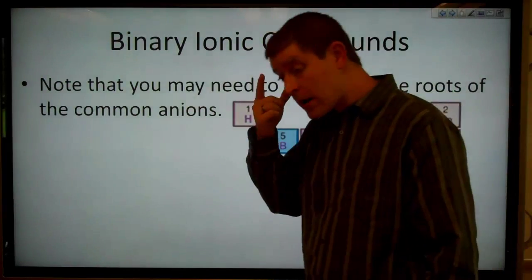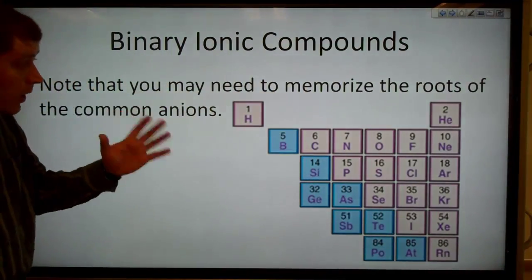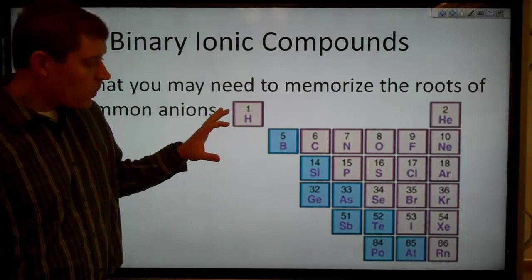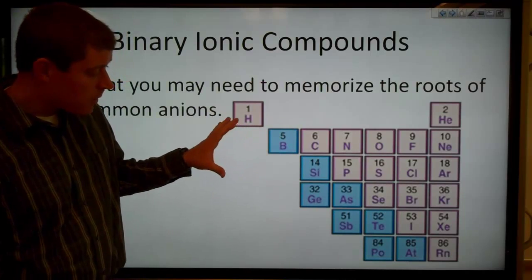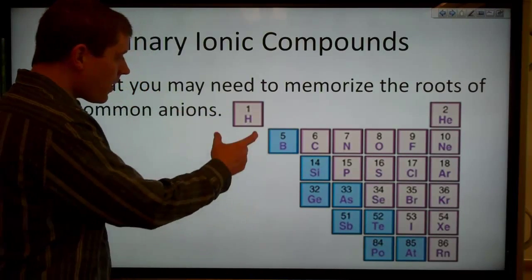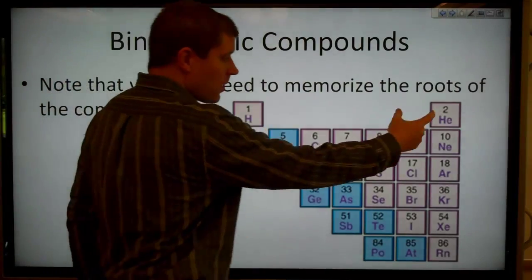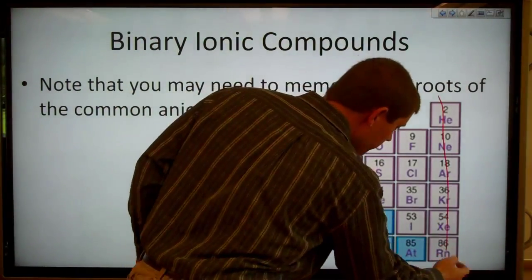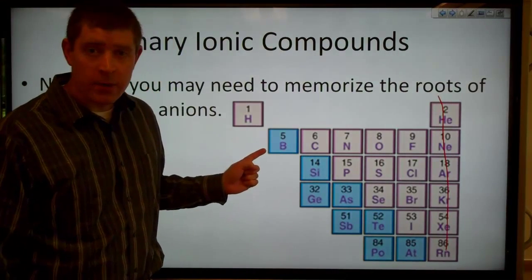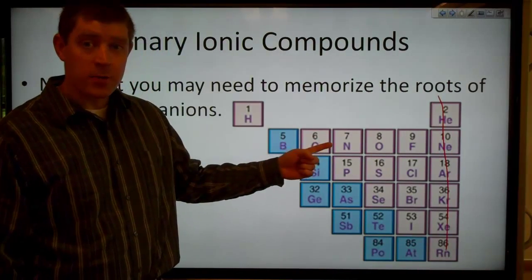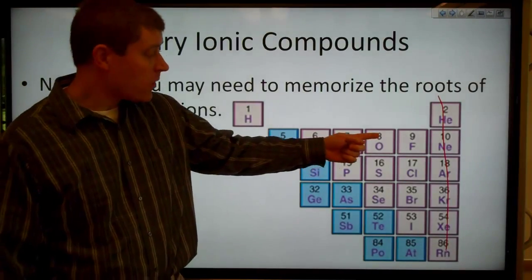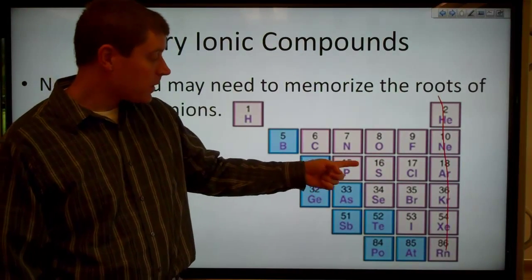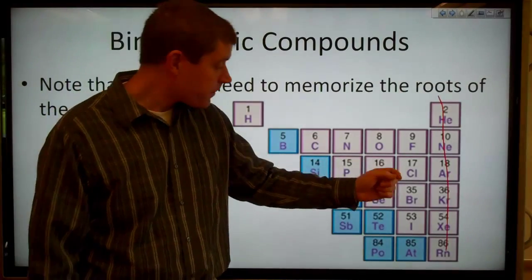Now, you may need to memorize the roots of the common ions, but you're in luck because the common ions, the anions rather, the only ones we need to look at are the nonmetals and the metalloids to a certain extent. And so we have hydrogen, that becomes hydride. Helium, well, that's a noble gas, that won't form an anion. So we can ignore all of these. We have boron, that becomes boride. Carbon becomes carbide. Nitrogen becomes nitride. Oxygen becomes oxide. Fluorine becomes fluoride. Silicon becomes silicide. Phosphorus becomes phosphide. Sulfur becomes sulfide. Chlorine becomes chloride.